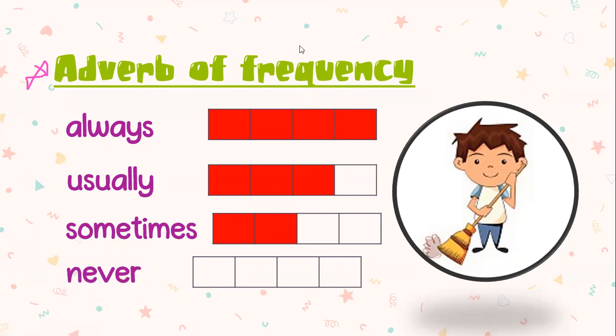So please, this information must be in your notebook. Remember to do it, please. Always, usually, sometimes, and never. So it's really important to draw these, because this information will tell you when to use the word always, when to use the word usually, when to use the word sometimes, and when to use the word never.